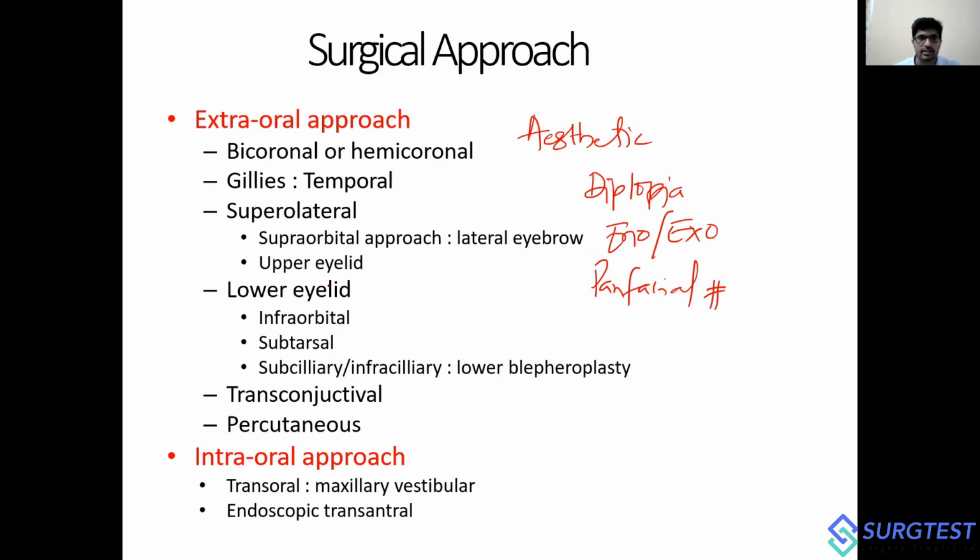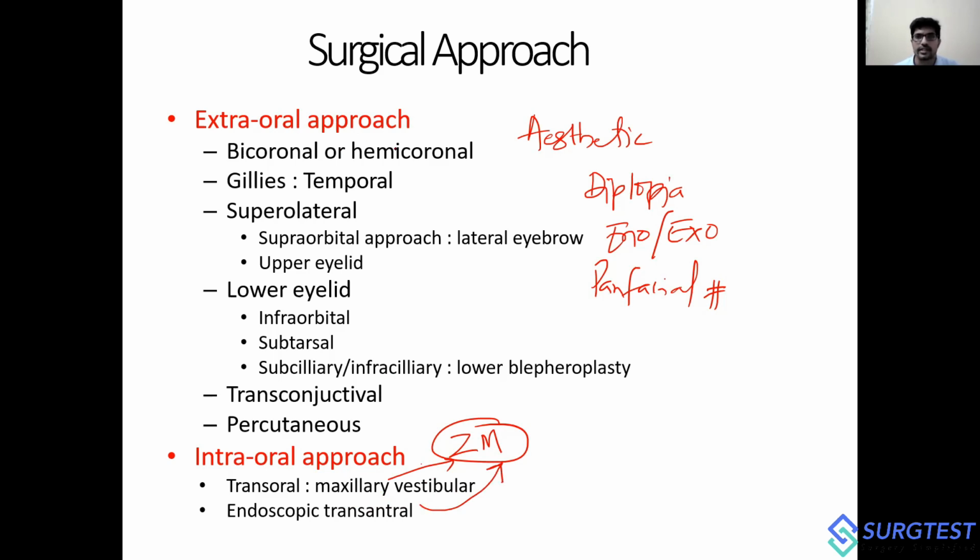So we have extraoral and intraoral approaches. Under the intraoral approach, the zygomatico-maxillary buttress fractures can be tackled by the upper gingivobuccal sulcus approach, that is the maxillary vestibular approach. It is also known as Keen's approach. We'll be showing it later. Also, you can approach through the maxillary antrum with the endoscopic approach.